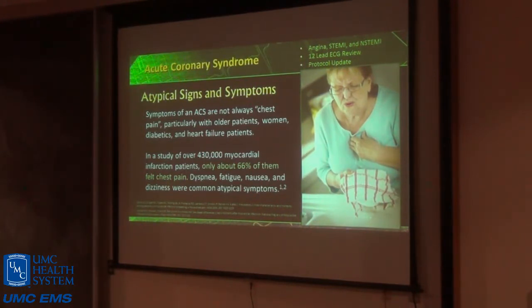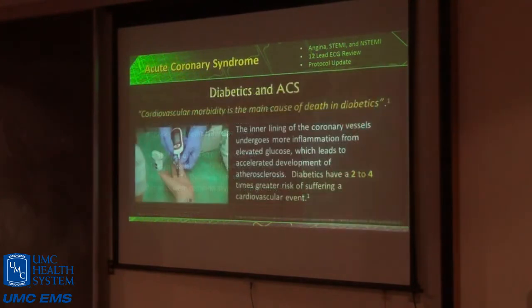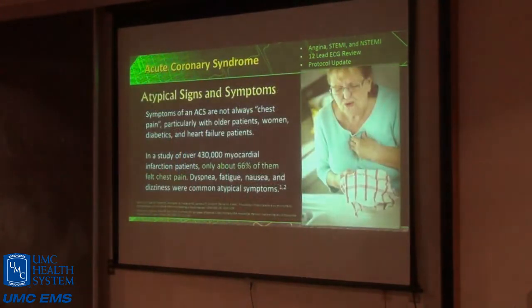So we talk about some of the atypical signs. Guys, ACS is not always chest pain. We have to start looking at differential diagnosis. We start looking at our older patients or our women. They're going to have a unique presentation a lot of times. It may not be chest pain, maybe just jaw pain or a fullness feeling in their throat. We also talk about diabetics, and we talk about our heart failure patients.